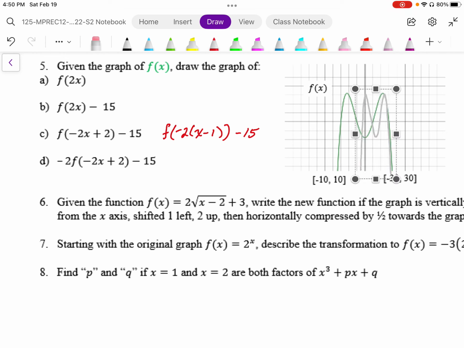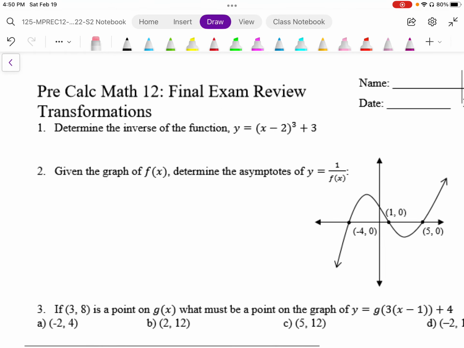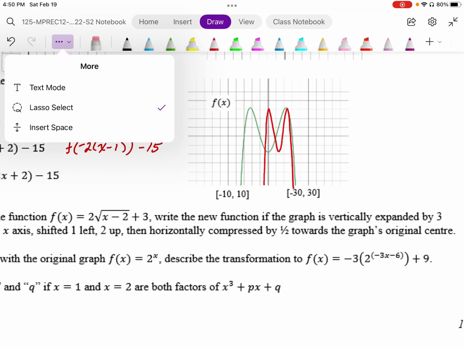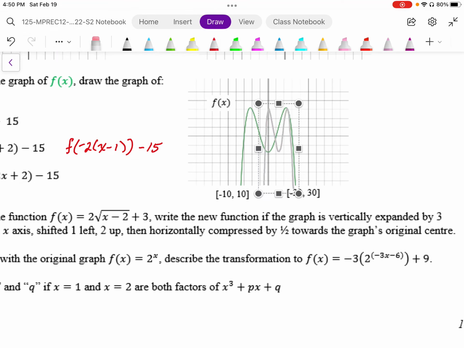So it's going to look something like about there. Okay, so our graph's final horizontal positioning is like this. We still need to grab this graph and shift it down 15. Looking at the scale here, the y-scale is about 30 from the middle to the top, so we're going to shift it about halfway down. And so we end up with a graph that looks like this.